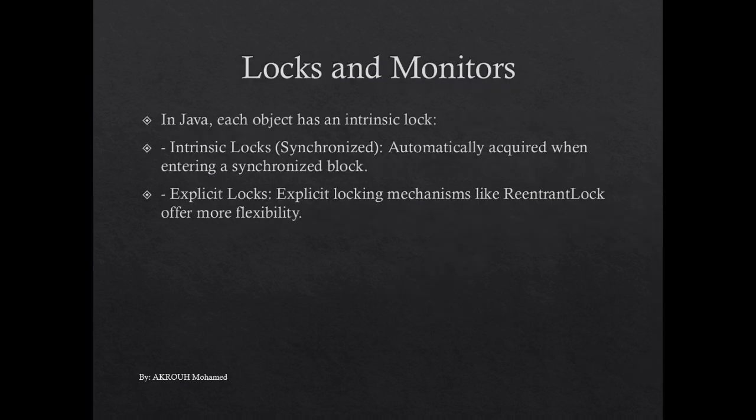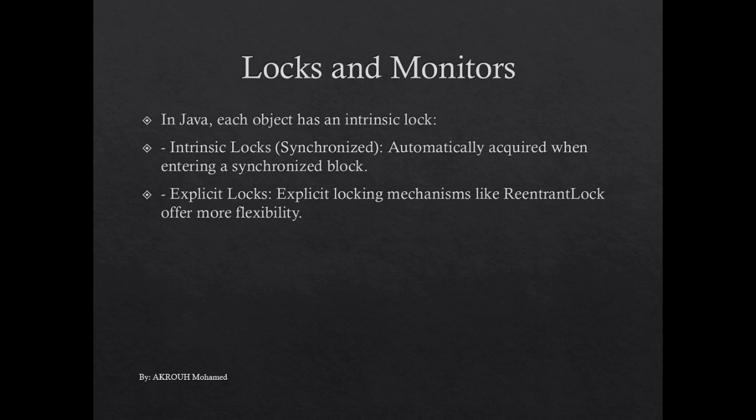Next, we'll dive into locks and monitors. Each object in Java has an intrinsic lock or monitor. A thread must acquire this monitor before it can enter a synchronized block of code. There are two types of locks. Intrinsic locks, or synchronized locks, are automatically associated with every object in Java. When a thread enters a synchronized method or block, it acquires the object's intrinsic lock.